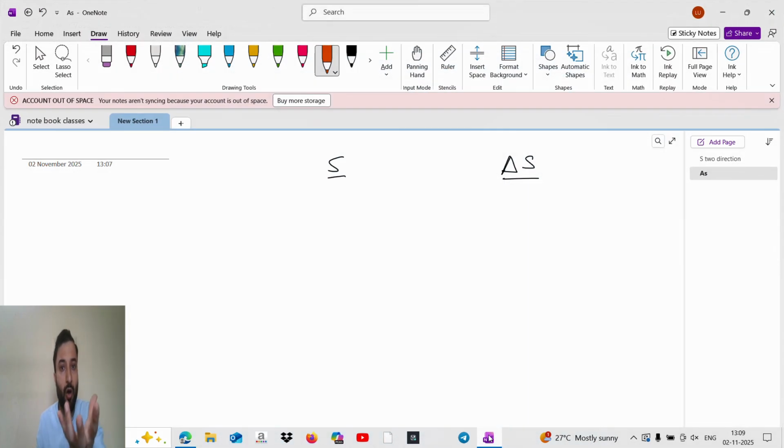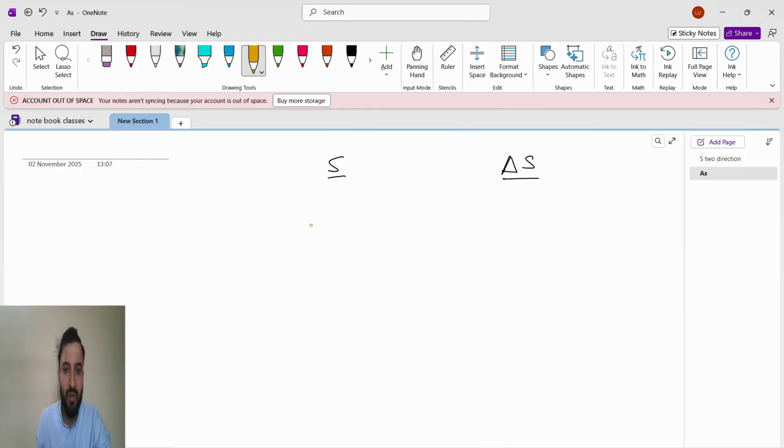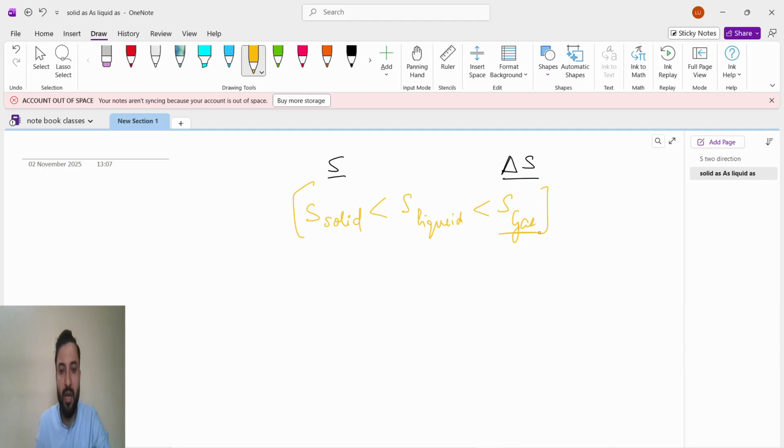In solid you will see that all the particles are closely packed with a strong force of attraction, so they cannot move freely. They will move very little, or there is no movement. So there is no randomness, no disorder, everything is in proper order. Understand entropy? If you see the particles in randomness, that is called entropy. So entropy for solid is very much less than entropy for liquid, and then entropy for gas. Entropy for gas is very high, please write this also.